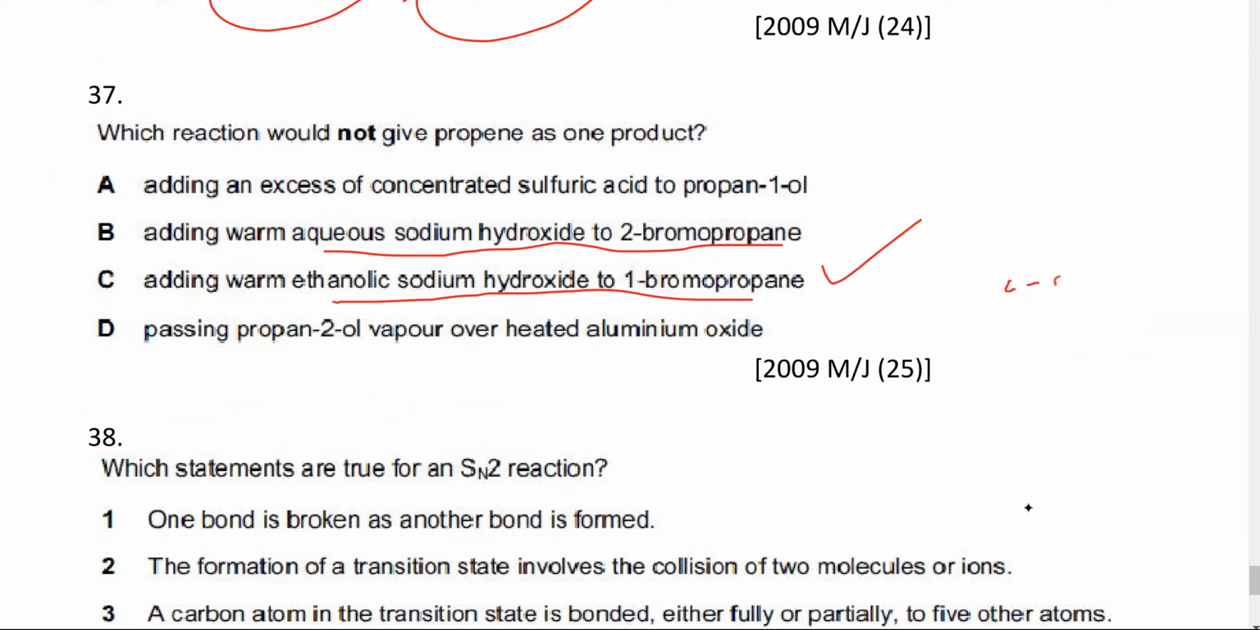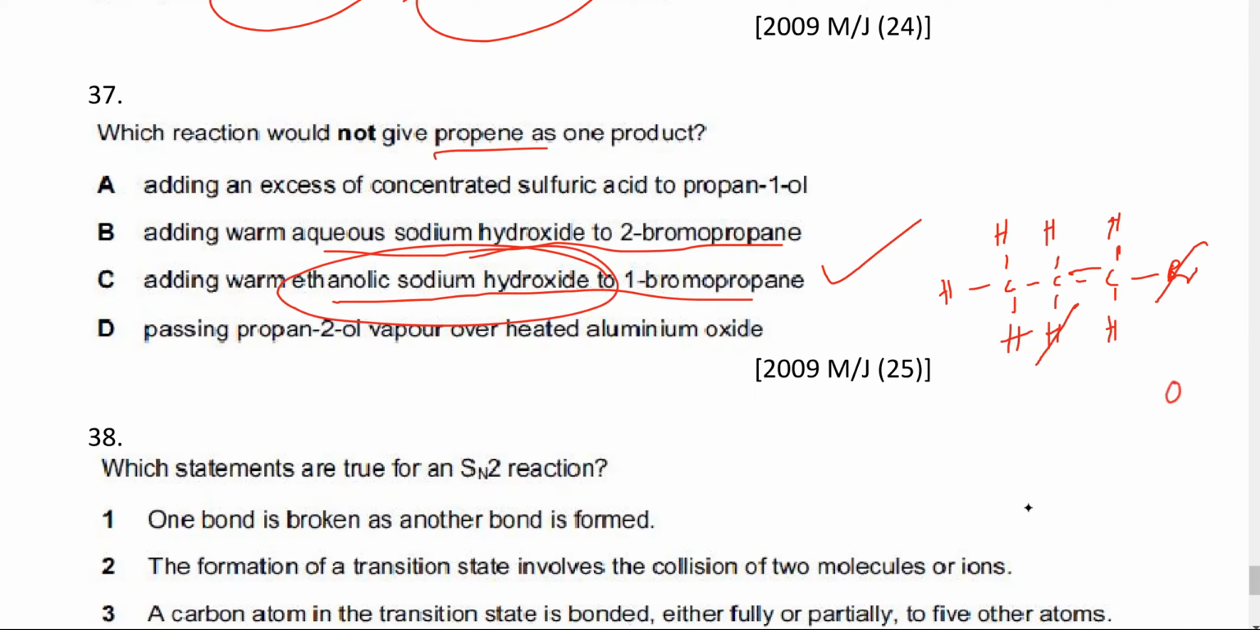If you have 1-bromopropane, the Br is removed from one carbon, an H is removed from the adjacent carbon, and a double bond forms between them. So ethanolic NaOH would produce propene. Not aqueous NaOH. Aqueous NaOH would substitute, meaning OH takes the place of Br.